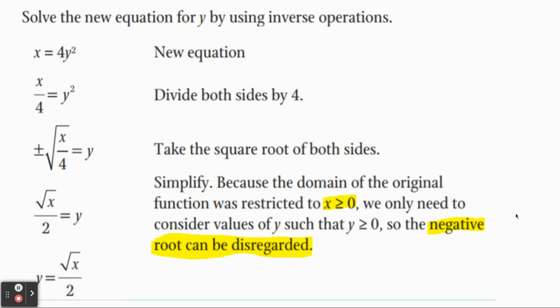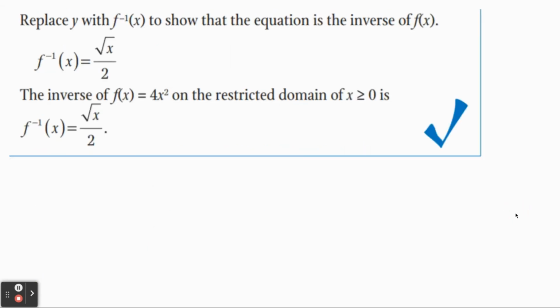So we switch the x and the y's. We solve for y. We divide both sides by 4, and now we take the square root of both sides. Now I put plus or minus because you're supposed to, but we are going to disregard the negative root because we're restricting the domain. So we have y is equal to the square root of x over 2. And then we replace it with f to the negative 1 of x, and you have your answer.